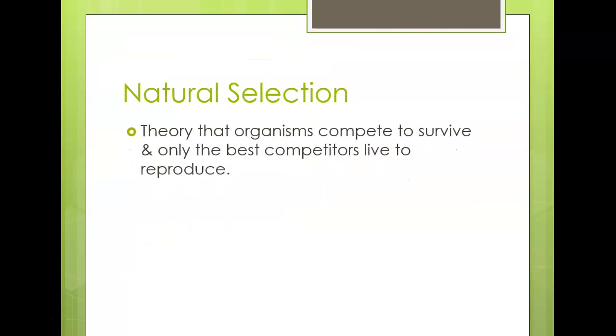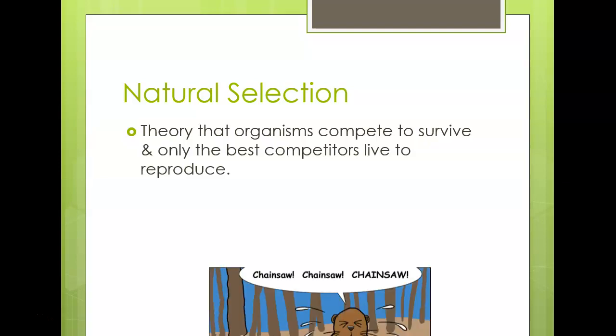So natural selection. The theory here is that organisms compete to survive and that only the best competitors live and reproduce. This does not necessarily mean that they're going to be the biggest and the strongest ones, because sometimes being big and strong isn't the best solution. Sometimes being small and sneaky works better than being big and strong. It depends exactly what your environment is. Things that might help you 100 years ago, if your environment changes, might not be the best fit anymore, and so species can change as their environments change.